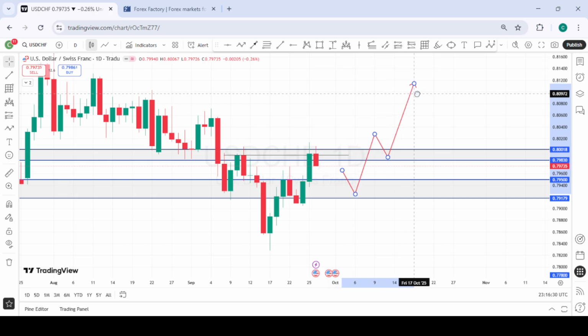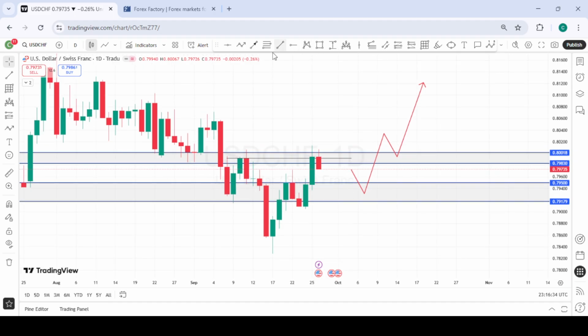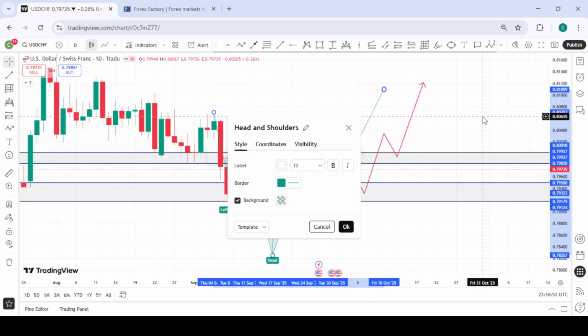If you look critically at it, the price is actually forming something like an inverse head and shoulder, and this is our left shoulder, this is the head, this is more like the right shoulder we have here, so price is actually coming back for a retest, then we continue the buys to the upside.